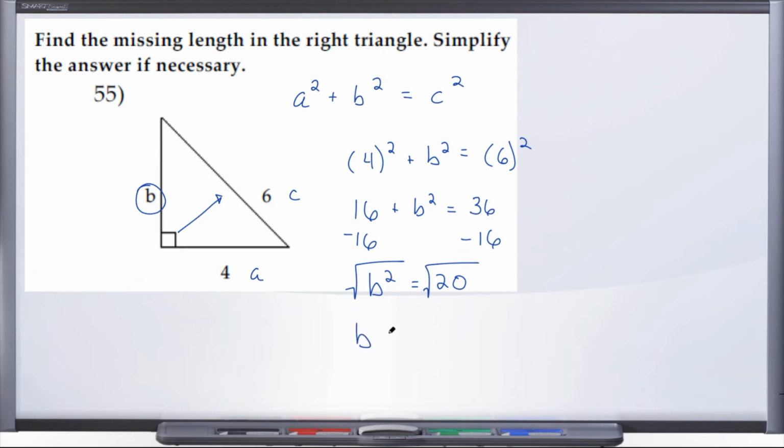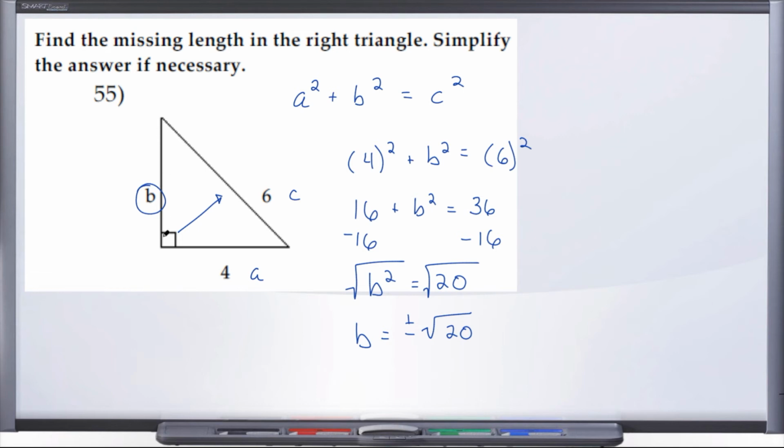And so b equals now plus and minus radical 20. But can we break radical 20 down? Yeah, we sure can. But before we do that, remember, since we created our own square root, we had to take the positive and negative answers, right? But what are we measuring here?